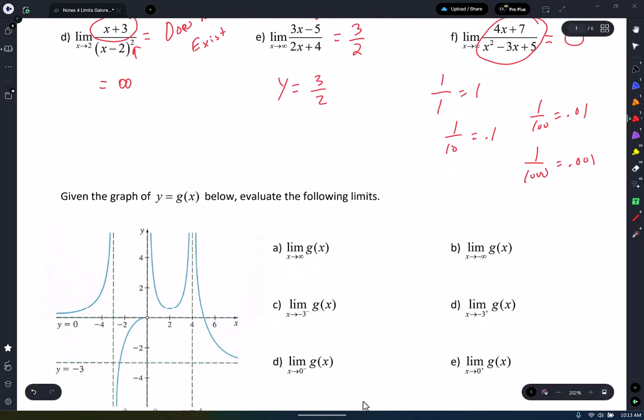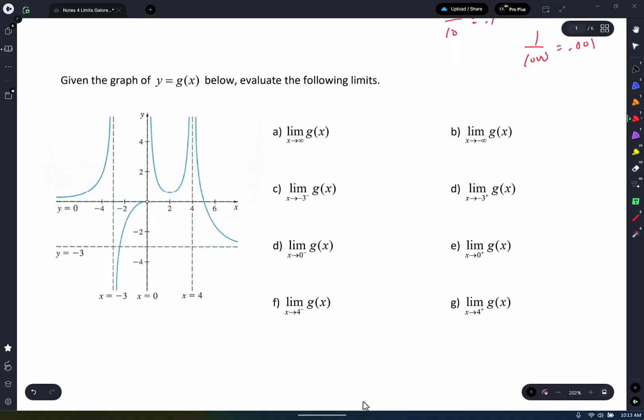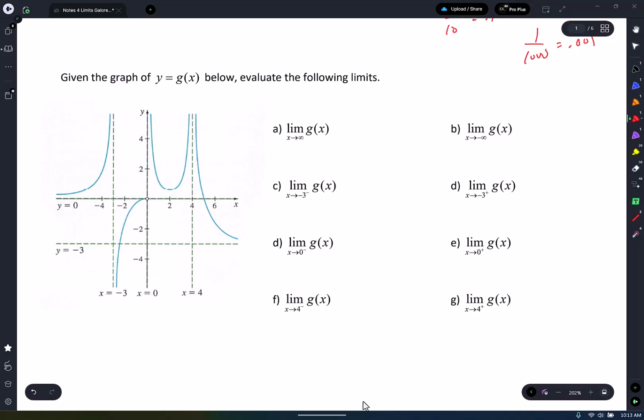Okay, all right, guys. I think you're really good at graphs. I think you have no issues with graphs. Letter A, what is my limit as x approaches positive infinity for this graph? -3. It looks like it approaches -3 there. Letter B, what is it as x approaches negative infinity? 0. It's from this one right here. Put a little arrow there.